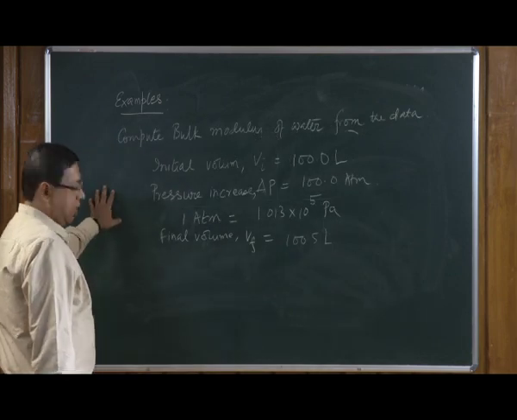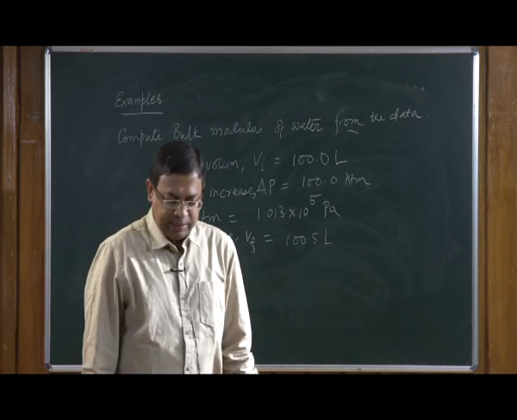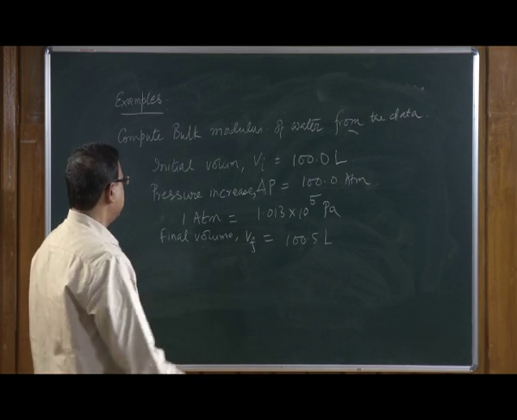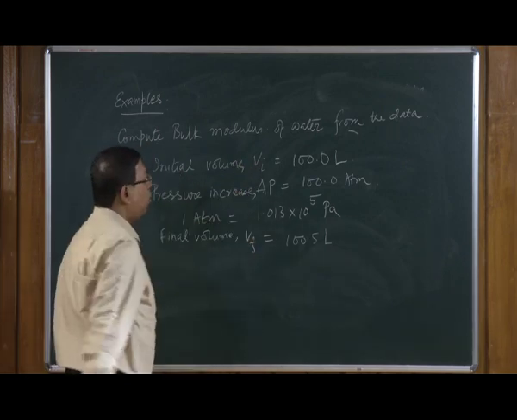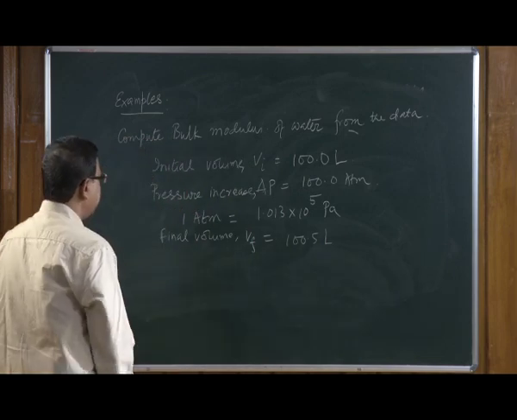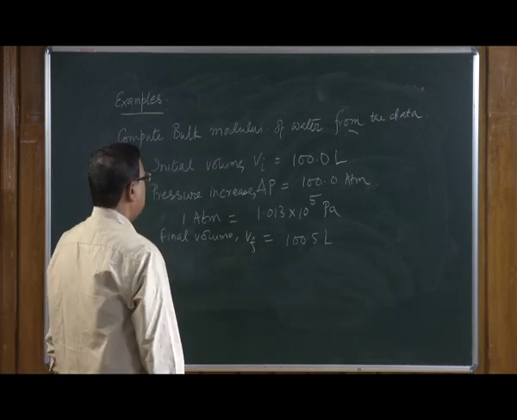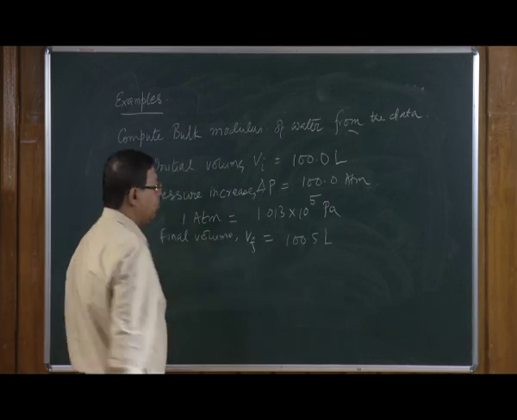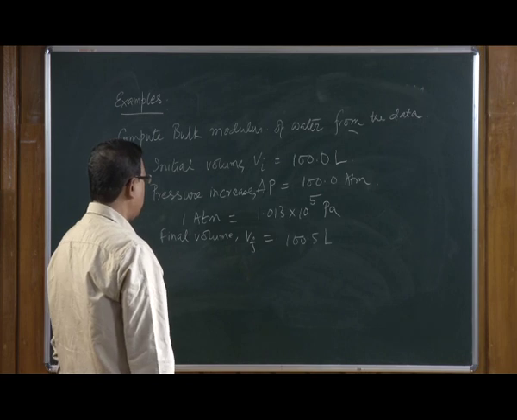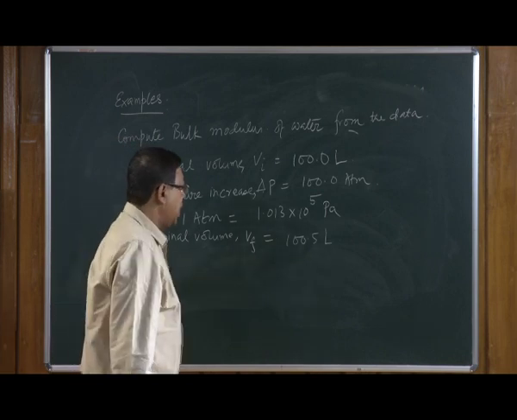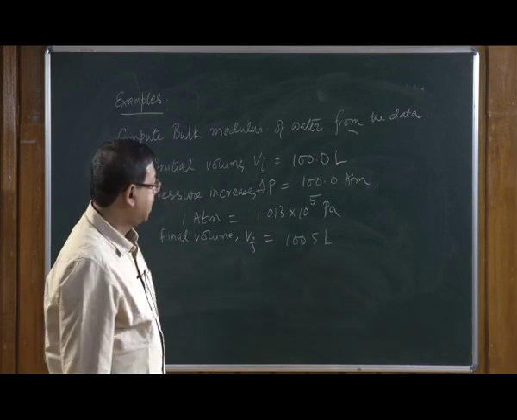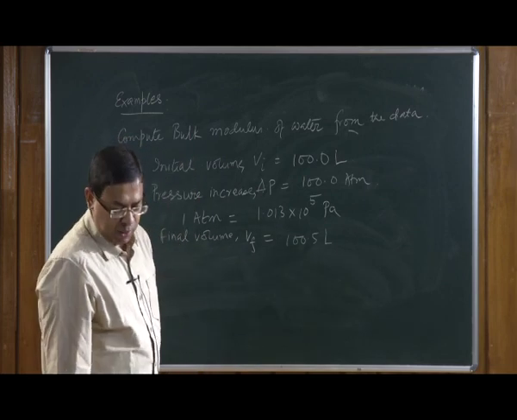So here in the next example, let us compute the bulk modulus of water from the data that is given. The initial volume of water is given as 100 liters. The pressure increase delta P is equal to 100 atmospheres. And just to let you know, 1 atmosphere is equal to 1.013 into 10 to the power 5 Pascals, and 1 Pascal is equal to 1 Newton per meter square.